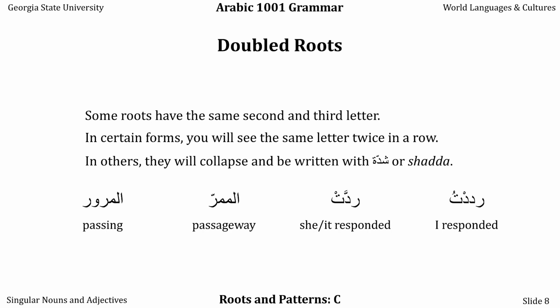For example, radadtu is I responded, from ra, dal, dal. But she or it responded is raddat, where we put the shadda over the dal. A hallway or passageway from the root mim, ra, ra is al-mamar, with the shadda over the ra. But the word for passing, as in passing by, is al-murur, and we see both ras here.